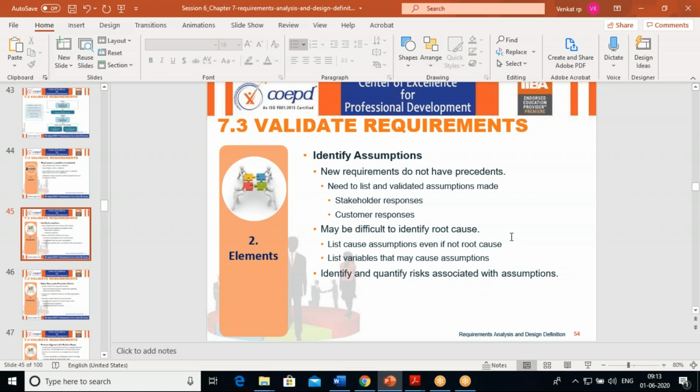You have to define measurable evaluation criteria. And the third one is evaluate alignment with the solution scope. We have to evaluate alignment with the solution scope. So these three elements are there in validating the requirements.